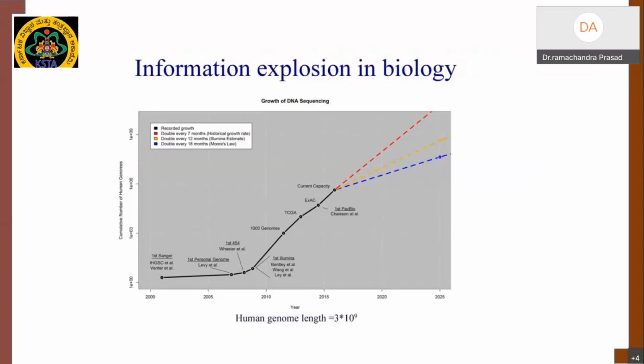This is such a huge amount of data. When you look at this from 2002, after the Human Genome Project, to 2025, the future is also predicted in billions of nucleotides, 3 into 10 to the power of 9. The human genome length is 3 billion base pairs, just one genome. After the Human Genome Project, many organisms have been sequenced and huge data has been stored in databases. In bioinformatics, there are three important databases: NCBI, EBI, and DDBJ.